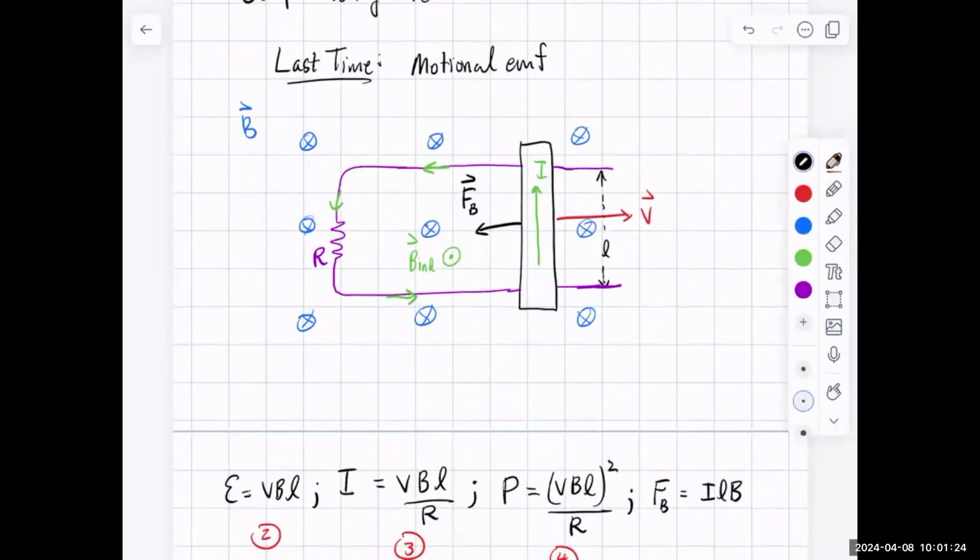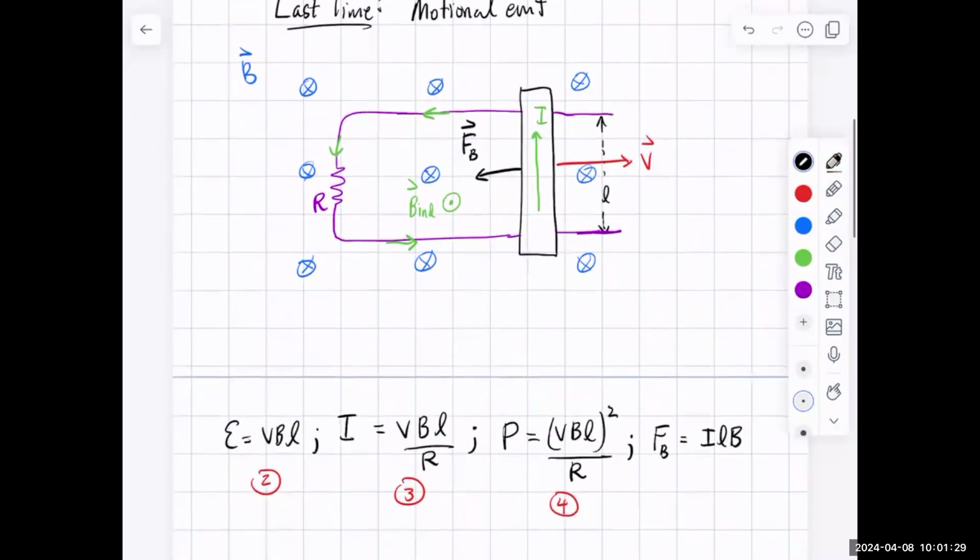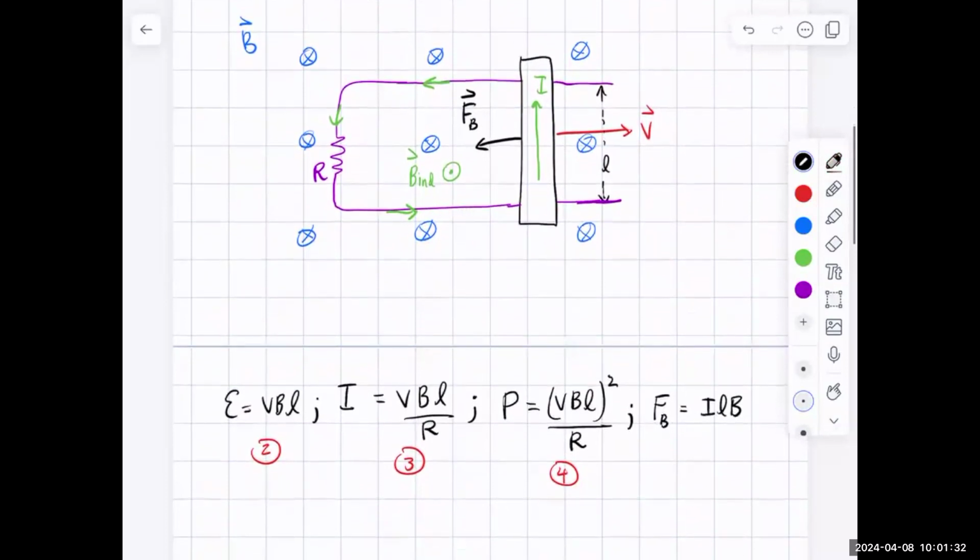Okay, so what we were working on last time was the last topic for Phys 121: motional EMF, or really, on a bigger picture, creating electrical energy from mechanical energy. In this case, the mechanical energy was the motion of this conducting bar that's being slid across a circuit made of conducting tracks with a resistor on the left-hand side. And then we apply a magnetic field that's perpendicular to this apparatus.